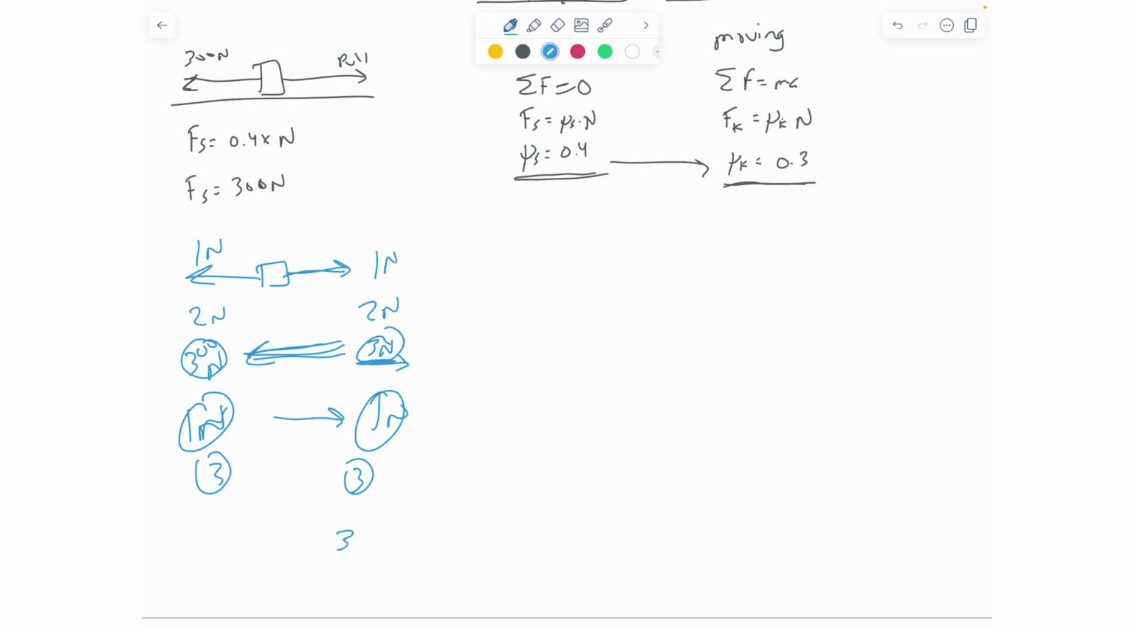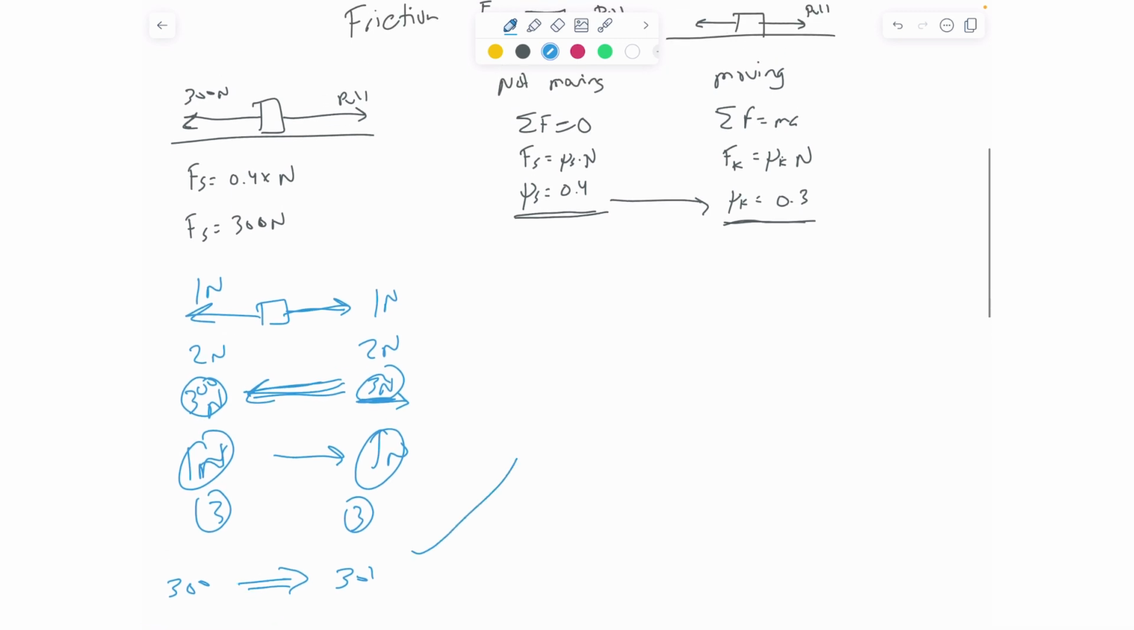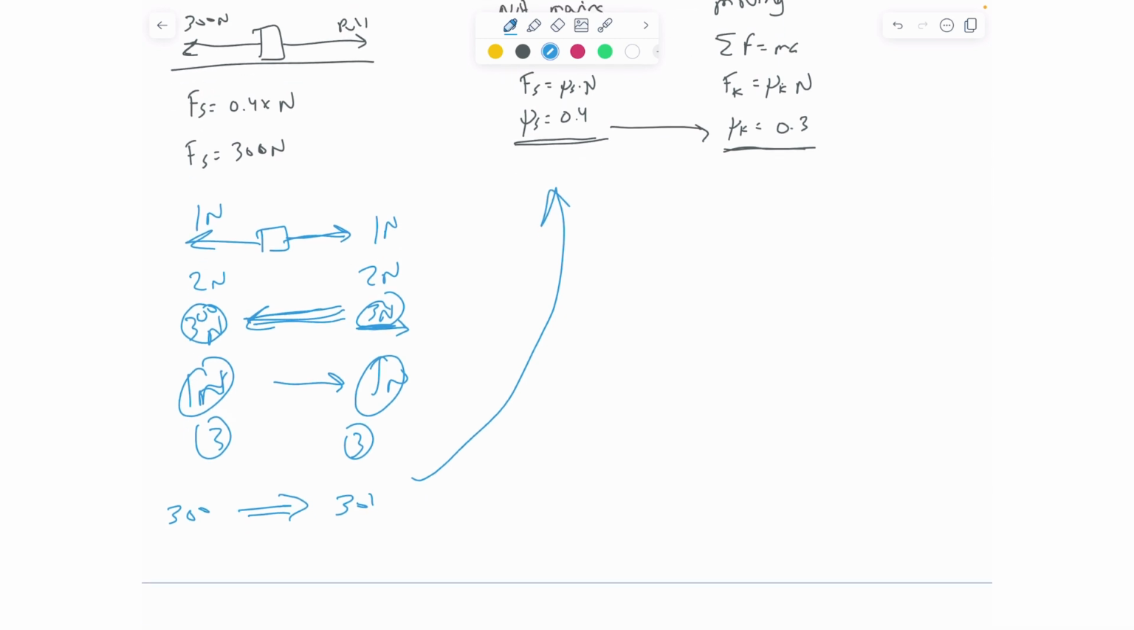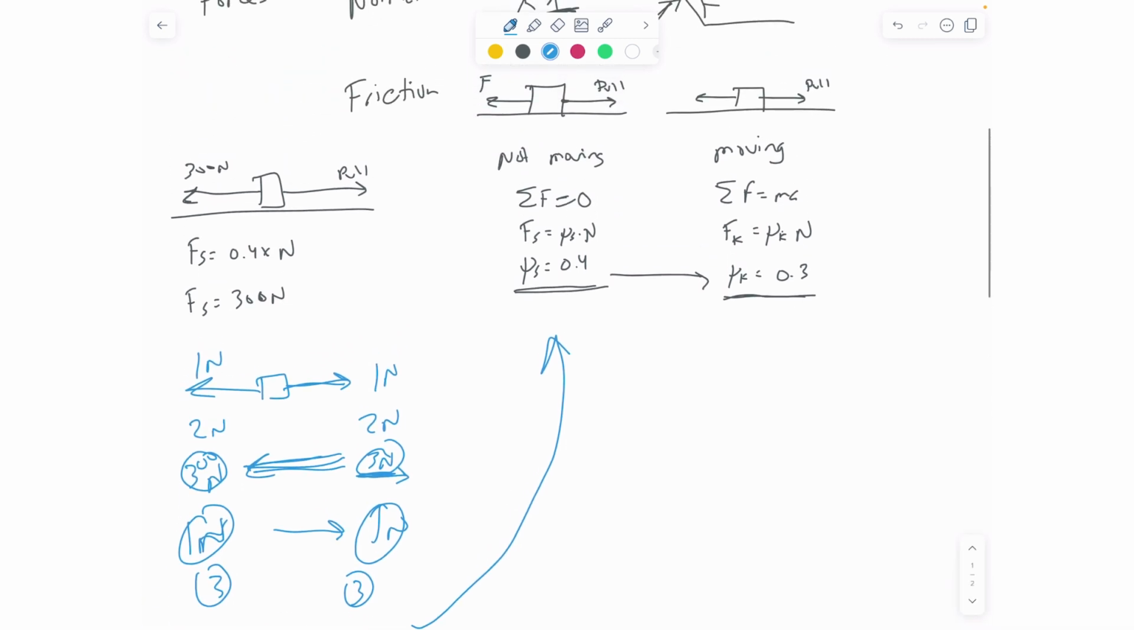But once you do 301 newtons, remember its maximum is 300. Now these forces are imbalanced, and now you're going to start accelerating this way. And once you start moving, then you start dealing with kinetic friction. So basically, you deal with static friction up until the maximum. In this case here, 300.